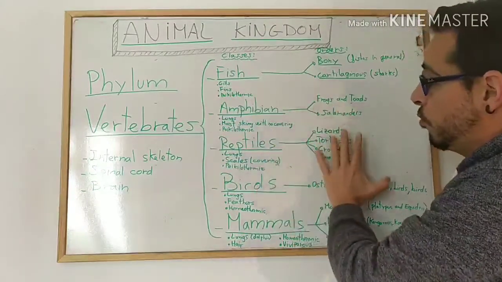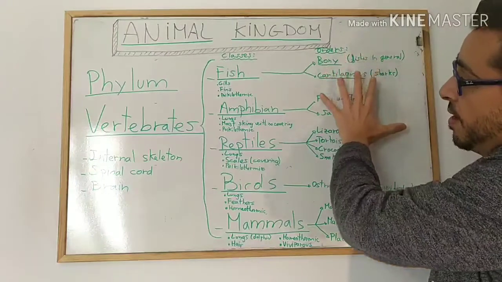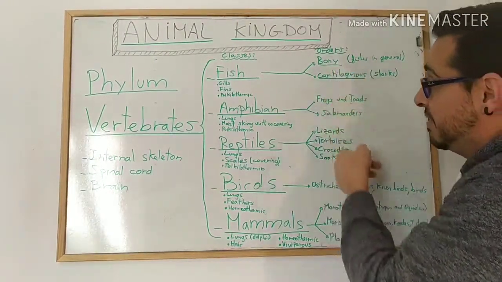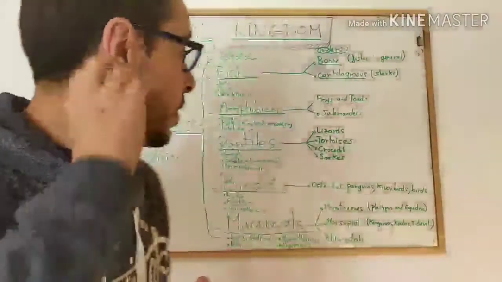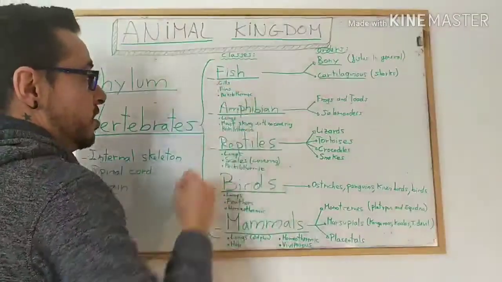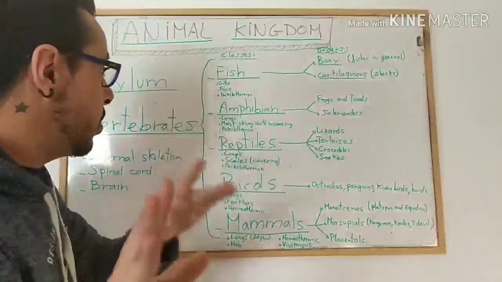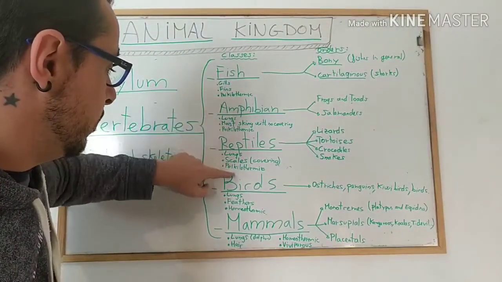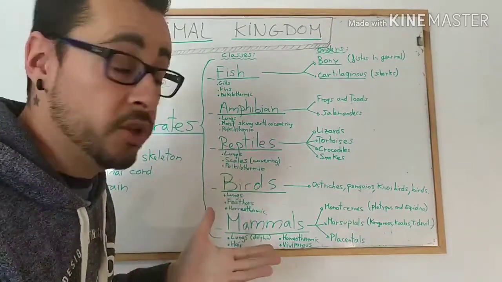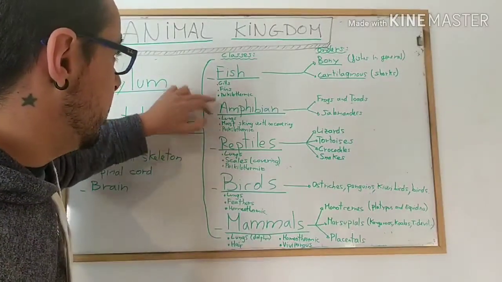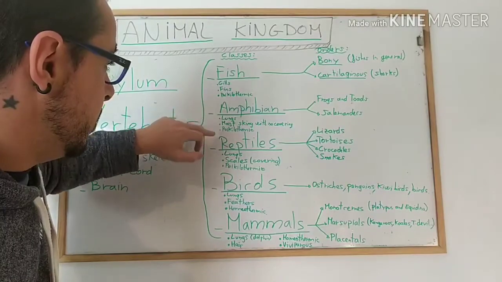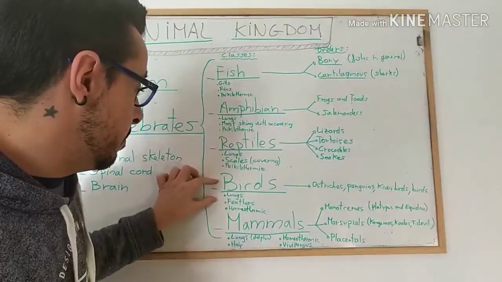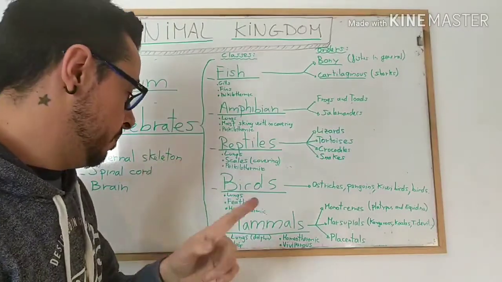So we are going to see the characteristics of each group, and then we are going to see the classes of the groups. So, fishes. Oh, poikilothermic are fishes, okay? The last one of each one is poikilothermic or homeothermic. The only ones that are homeothermic are birds and mammals.